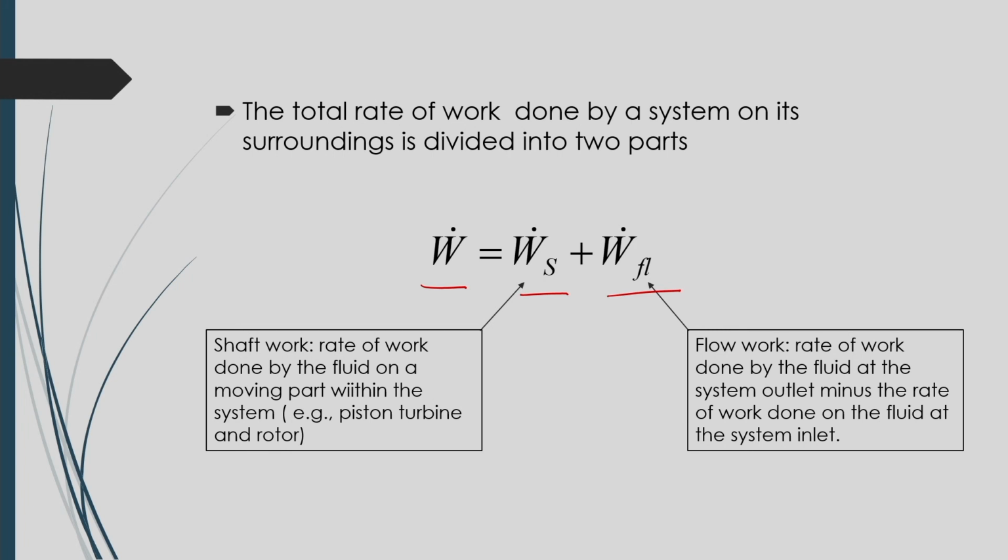So, that is why we can write here that W will be equal to W s plus W fl. Here, W s dot is shaft work, the rate of work done by the fluid on a moving part within the system, for example a piston, turbine and rotor. Similarly, W fl is the flow work, that is the rate of work done by the fluid at the system outlet minus the rate of work done on the fluid at the system inlet. So, the summation of the shaft work and the flow work will be regarded as the total work done by the system.